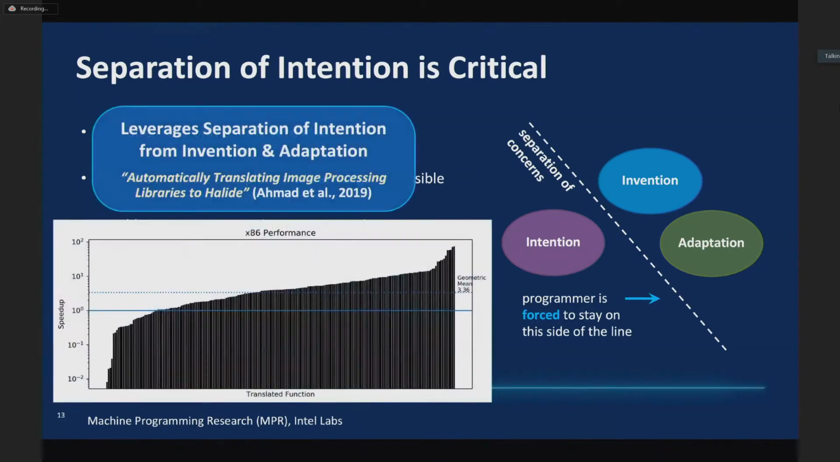And you don't have to take my word for it. You can just read this fantastic paper written by Maaz Ahmad and colleagues, Automatically Translating Image Processing Libraries to Halide. I'm not a co-author on this, so I'm not bragging about my work here, but this is what they actually saw when they applied verified lifting and Halide to existing Photoshop code.